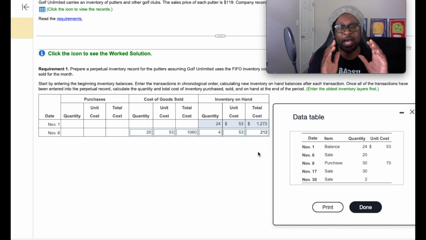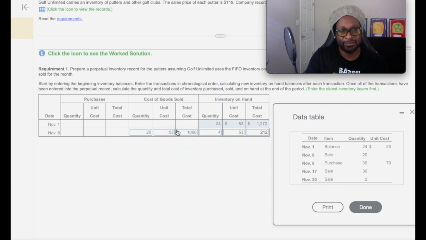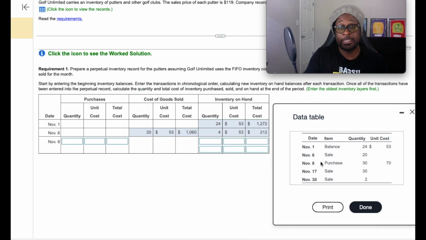Remember, gang, the units that we sell during the period represent cost of goods sold, which falls on the income statement. In contrast, the units that we don't sell, the ending inventory, are represented on the balance sheet. We're going to check our answer. Fantastic. Moving on to November 8th. November 8th, gang, we saw that there was a purchase of 30 units at a cost of $70 each. So we're going to go ahead and put that amount in, and calculate our total cost, which comes up to $2,100.